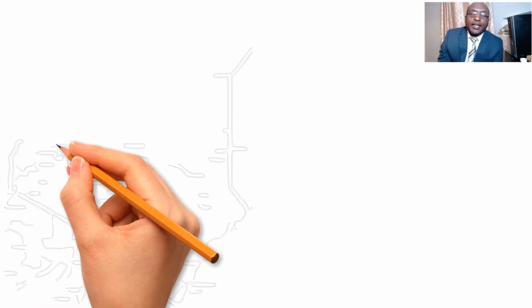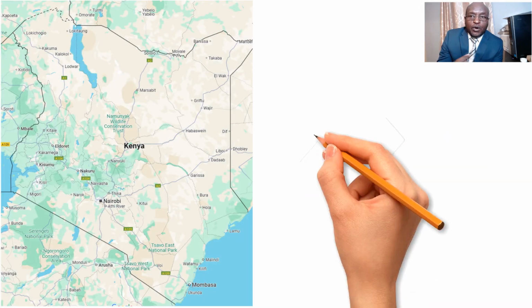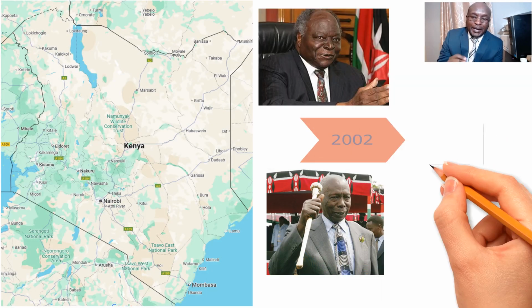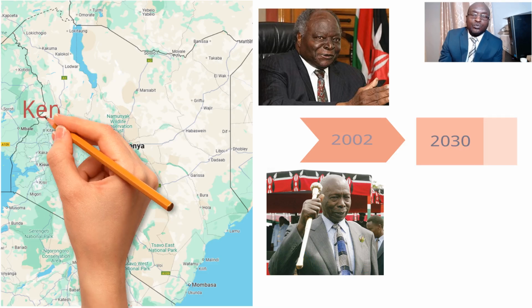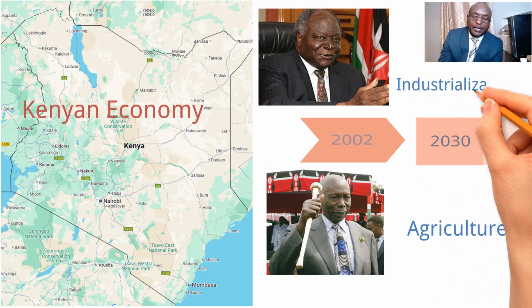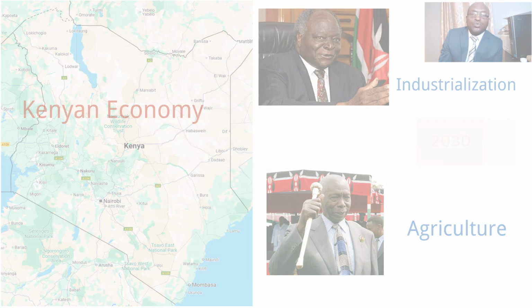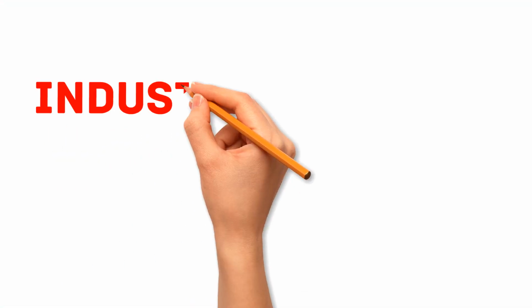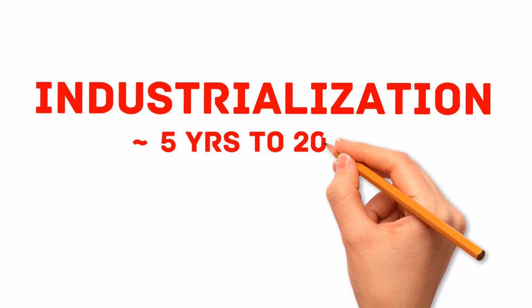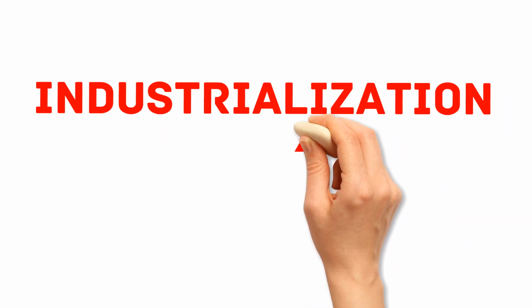Good evening. So in the year 2002, after the Moi era, the Kibaki government came up with a Vision 2030 in which they intended to transform the Kenyan economy from an agricultural-based economy to a fully industrialized economy. So tonight, I want to talk about industrialization because we are only 5 years away from 2030 and I don't see any of that happening.